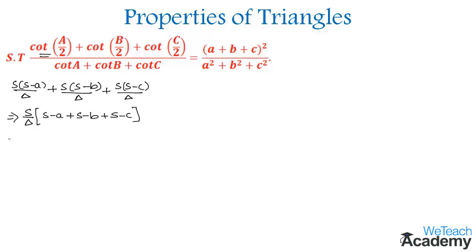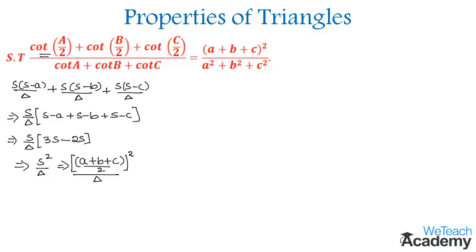So that implies we get s by delta into s plus s, which is 3s, minus a plus b plus c, which is 2s. And then subtracting, we get s by delta into s, which will be s square divided by delta. So s is nothing but a plus b plus c divided by 2. Here in this case we have the square, so let us write the whole square over here, divided by delta.